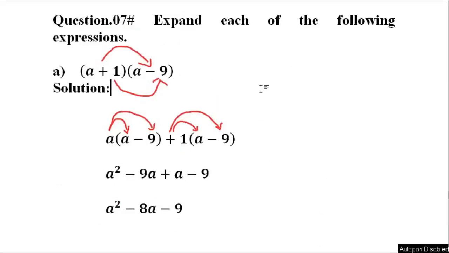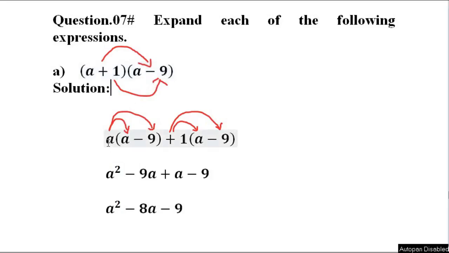Let's solve some other algebraic expressions using the distributive property. Question 7 states, expand each of the following expressions. Moving on to number 1, we have in parentheses positive a, positive 1, and then in parentheses positive a, negative 9. To simplify these two expressions, I'm going to multiply positive a, positive 1 by positive a, negative 9.